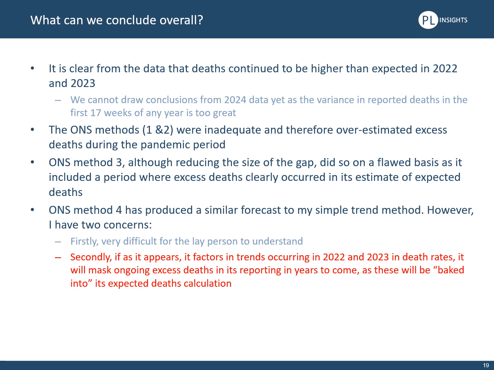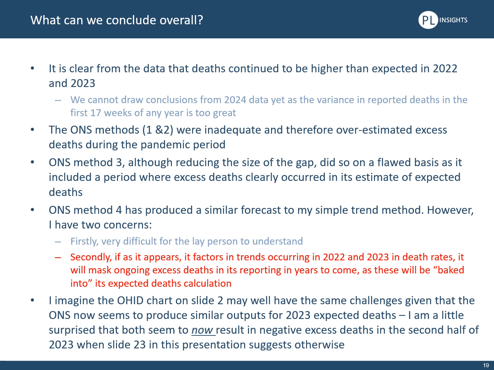My concern would be, again, a bit like their method 3, that if they are factoring into their predictions for 2024 changes in mortality rates that have occurred in 2022 and 2023, then they're baking into their forecasts the excess deaths that I think it's pretty reasonable to conclude with some degree of certainty have occurred during 2022 and 2023. And therefore, over time, if those excess deaths continue, then actually they won't be reported as excesses because the model will have learned that those are now the norm.